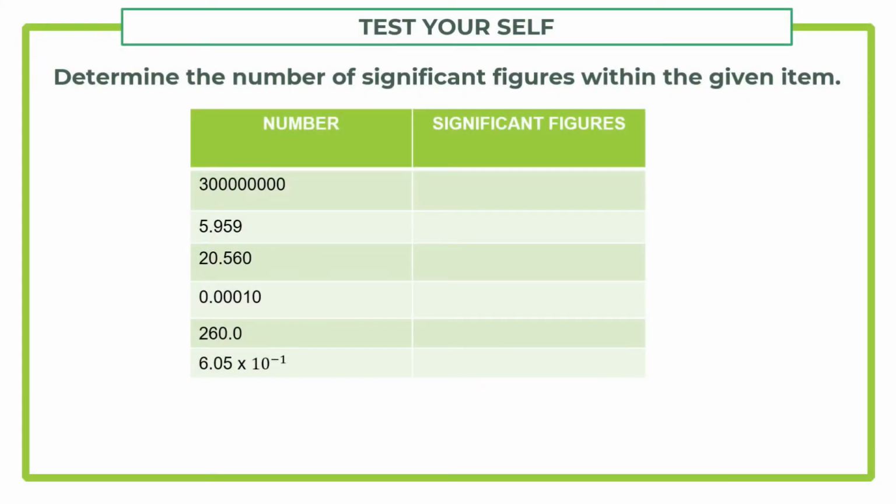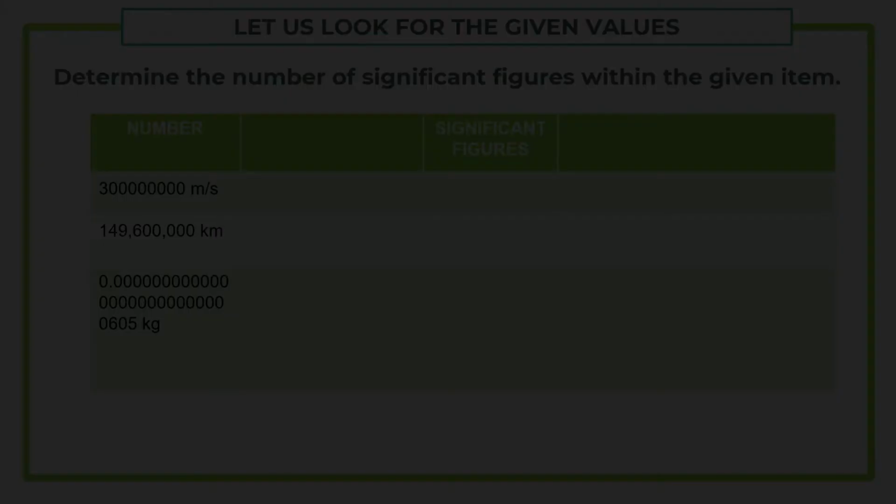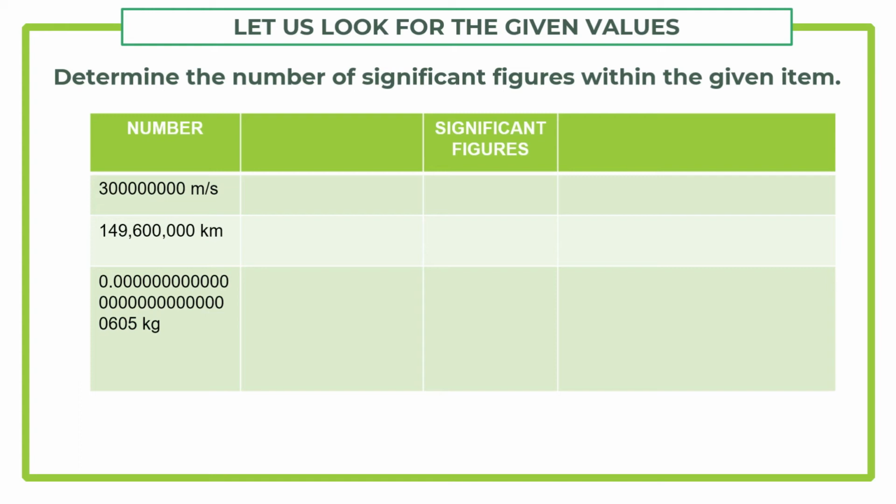Okay, now let's determine the number of significant figures within the given items. So I will give you a minute in order to answer the following. You can freely pause the video if you want. Okay, so the answer would be 1, next 4, next we have 5, next we have 2, and 4, and 3. Okay. So I hope your answer will be correct.